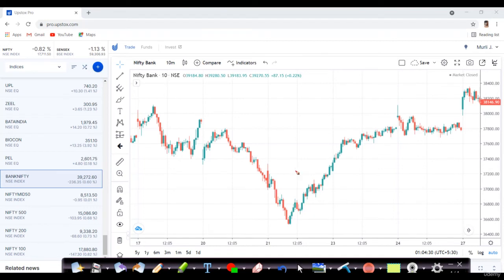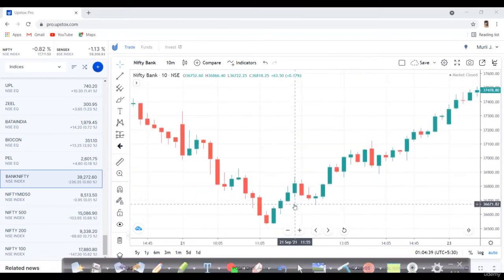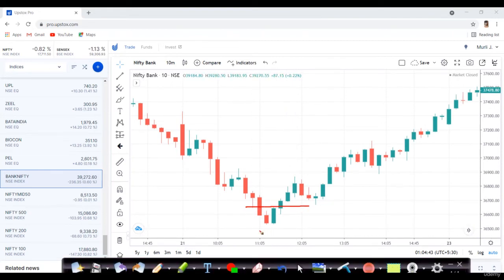Let me zoom in again. See, what we need to do is mark high, mark low of this bullish candlestick, and put stop loss here, make entry at this level. If you make a trade at this level, which is around 36,700 level, as a round figure, let's suppose round figure.